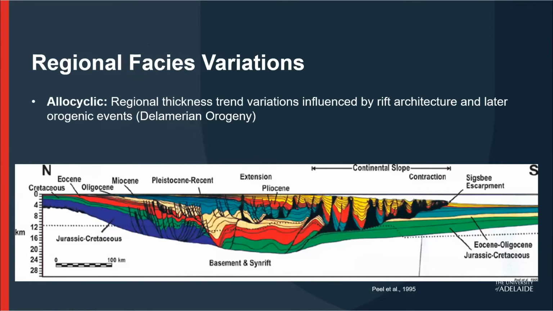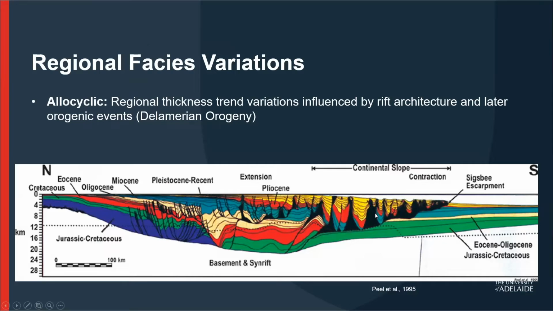So now we'll go to regional facies variations. And this, I think, is where, especially in the Flinders Ranges, there's a big gap. When we start talking more at the regional scale, we'll shift from saying salt sediment interaction to salt tectonics. And this would be more of an allocyclic process.